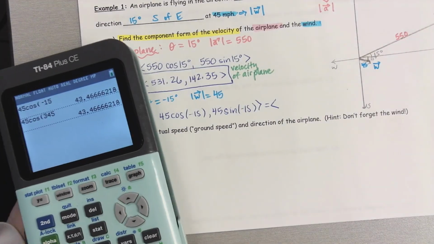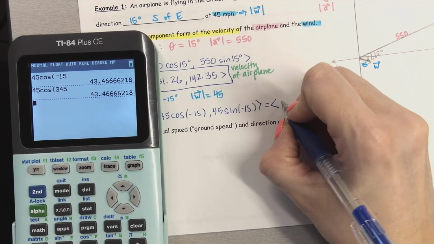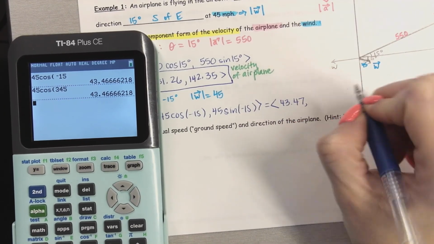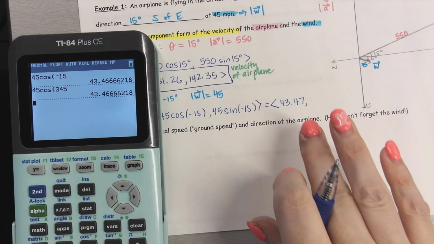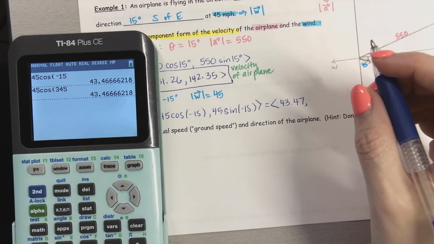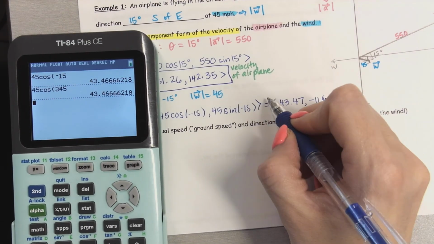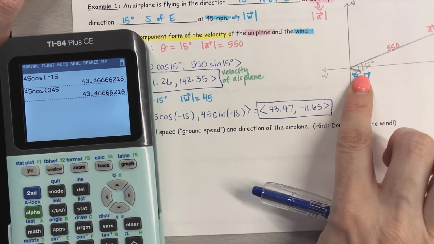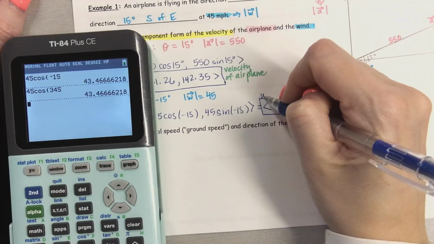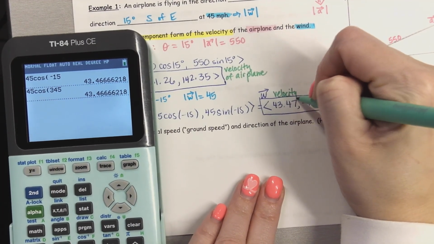Okay, and I'll just show you that it does not matter if you use the -15 or the 345. You will get 43.47. Okay, and then Gabe, let me know what you get for the vertical component. -11.65. Good. Now, once you guys get that, ask yourself if that makes sense in context of the problem. This is a positive negative. This is in quadrant 4. Okay, so that does match our drawing. Okay, so this is the velocity of the wind.